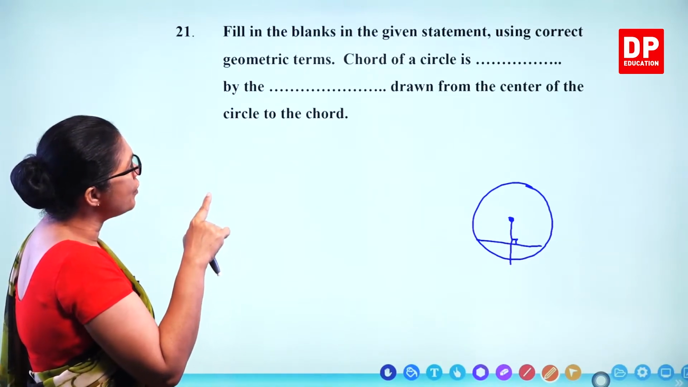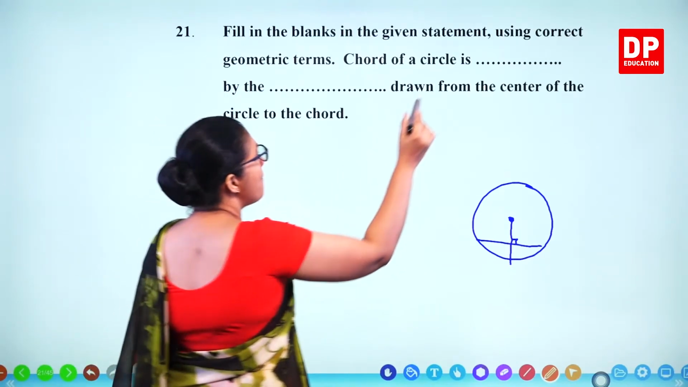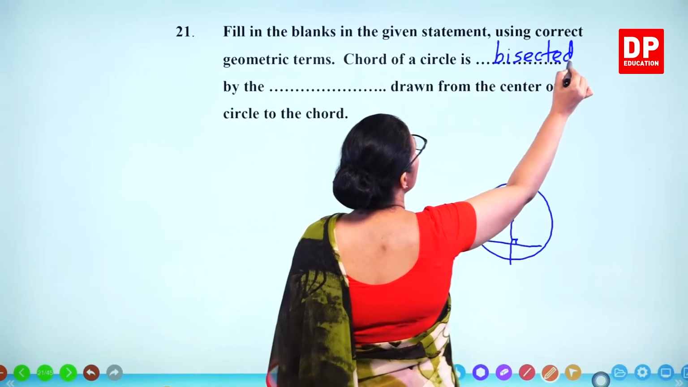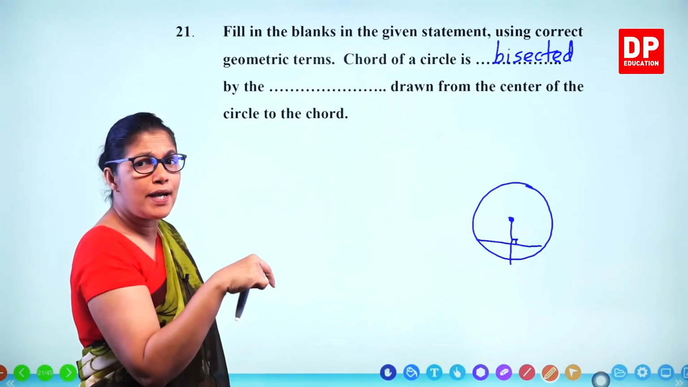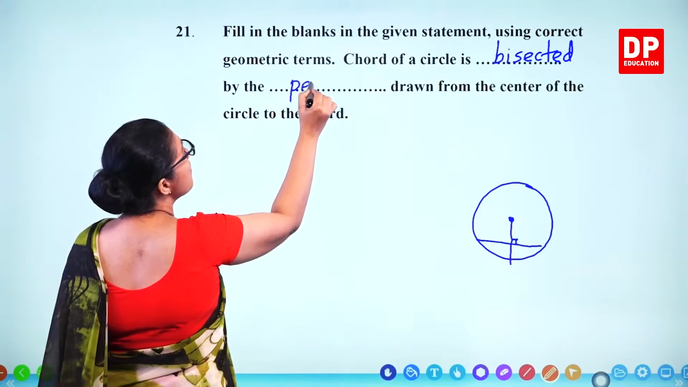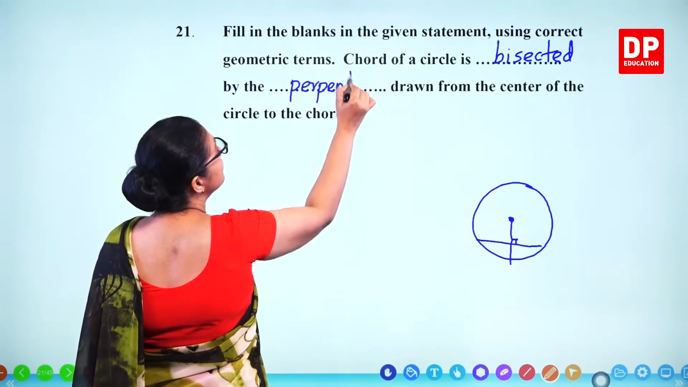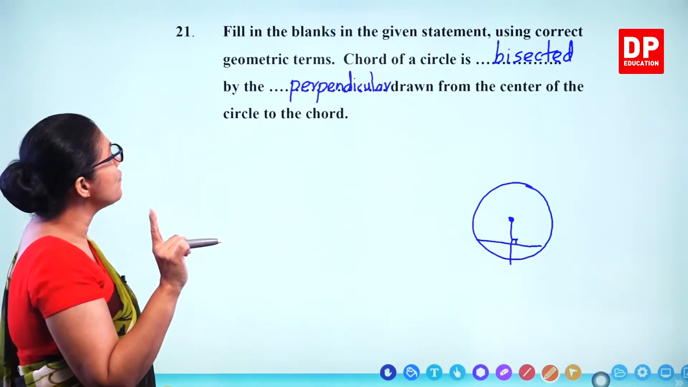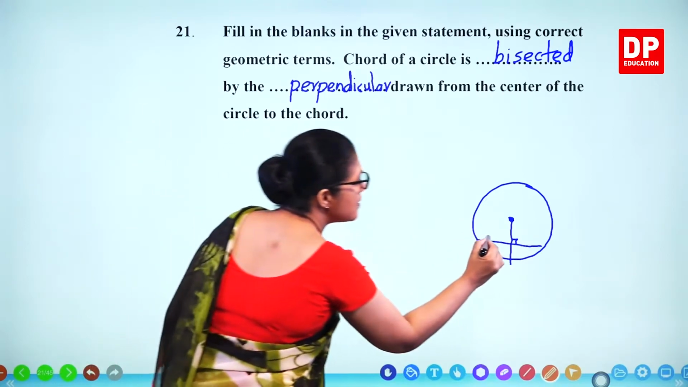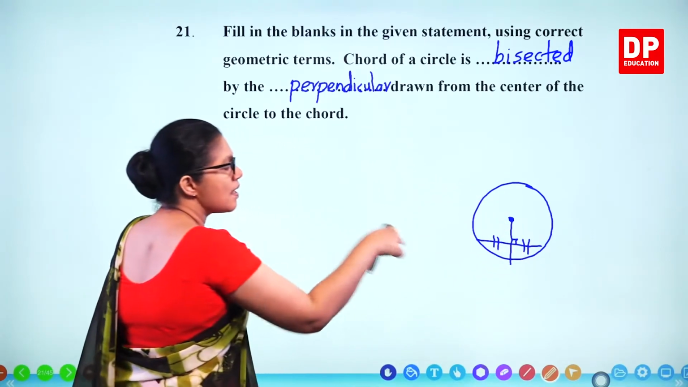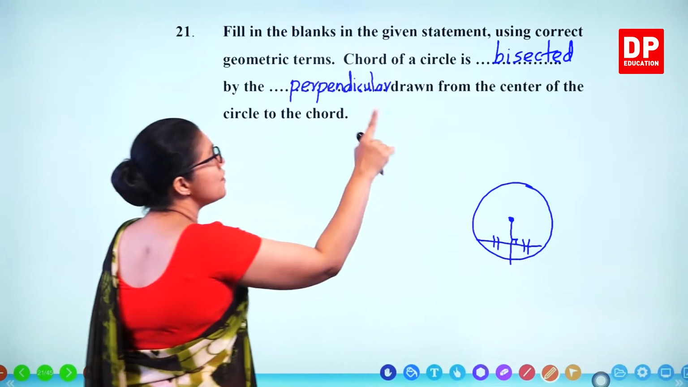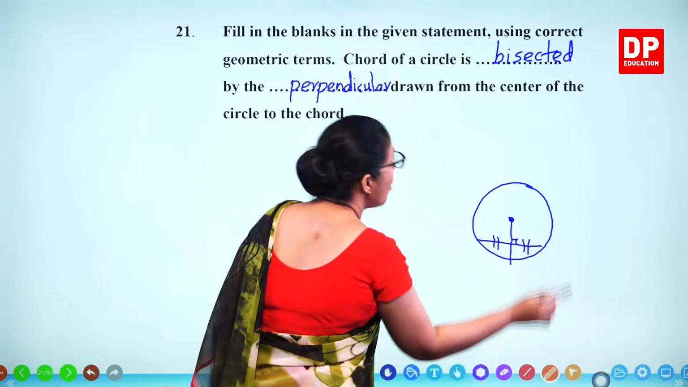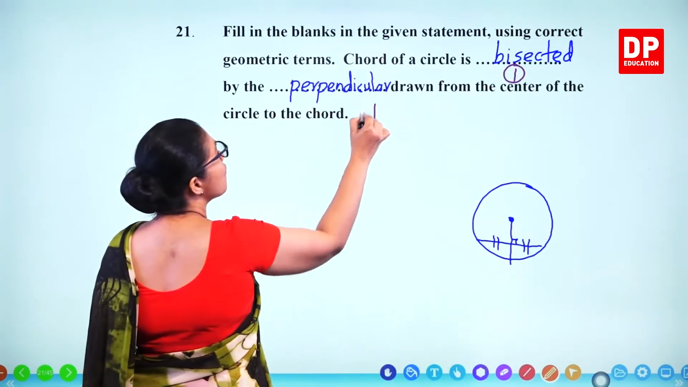So you can say chord of a circle is bisected by the perpendicular, bisected by the perpendicular drawn from the center of the circle to the chord. So these 2 lengths are equal. That's perpendicular. So these are the 2 words you have to fill. So 2 marks, 1 mark for this and 1 mark for this.